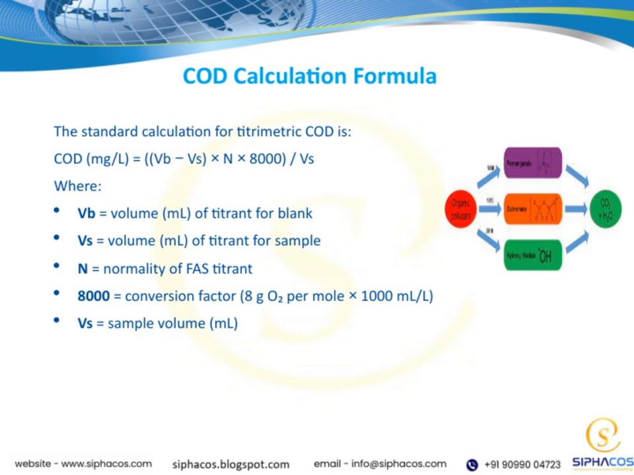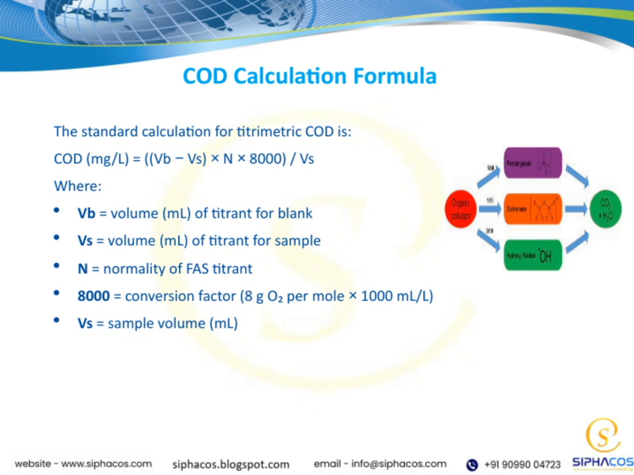Now, that 8,000 might look a bit intimidating, but it actually combines important conversion factors. It accounts for the molecular weight of oxygen, which is 8 grams per mole, and it converts liters to milliliters. Breaking down the variables, VB is the volume in milliliters of titrant used for the blank, which helps us account for any reagents or impurities.